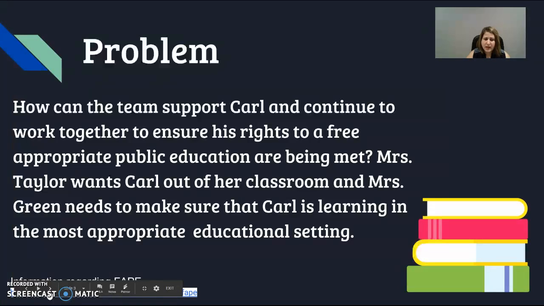The problem: how can the team support Carl and continue to work together to ensure his rights to a free, appropriate public education? Mrs. Taylor wants Carl out of her classroom, and Mrs. Green needs to make sure that Carl is learning in the most appropriate educational setting. And that's really the key here, is making sure that the team has Carl in the right place and has strategies in place to support him and help him continue to grow.